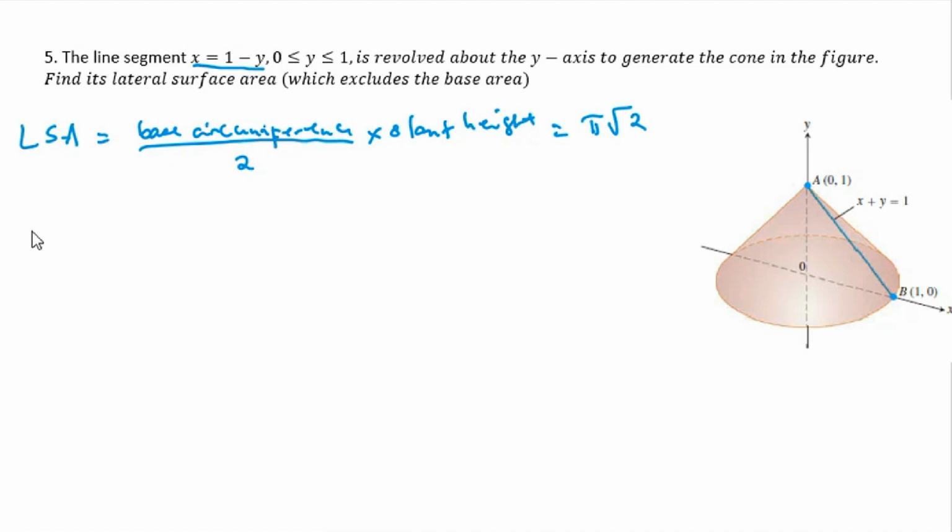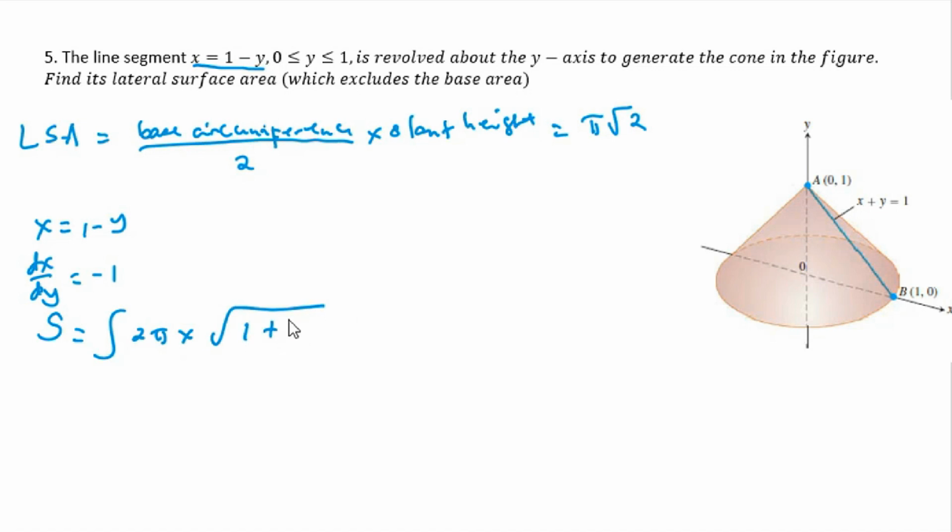So let us take first the derivative of the function, which is now x is equal to 1 minus y. So the derivative of that will become dx over dy is equal to negative 1. So writing the formula now, we have S is equal to the integral of 2 pi x times the square root of 1 plus the square of the derivative, which is now dx over dy, so the square of dy from c to d. We know that c is 0 and d is equal to 1. And x here is also equal to 1 minus y.